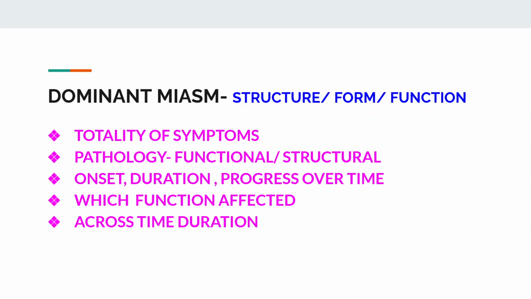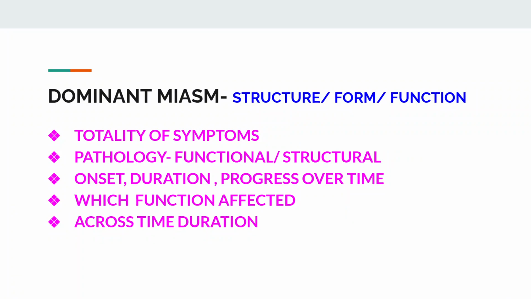How do we find out the dominant miasm? By the study of structure, form, and function, which is available to the physician through the totality of symptoms. For the dominant miasm, we study the totality of symptoms, then we study the pathology, whether functional or structural. What is the onset, duration, and progress of the disease over time? Whether the onset is five years, one month, two years, or twenty years, we study the onset.